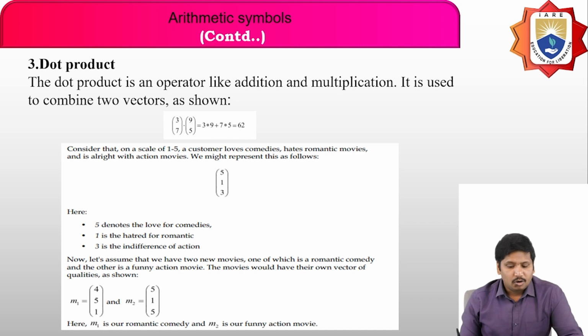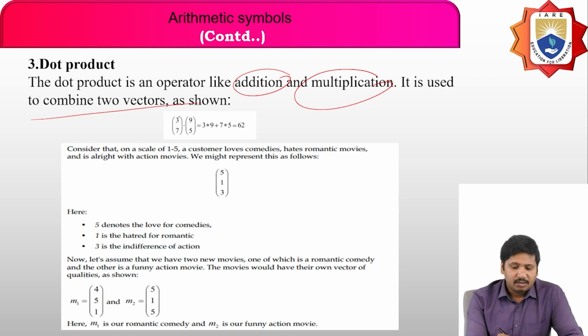The next one is the dot product. So the dot product is an operator which combines addition and multiplication. Normally, it is used to combine two vectors, like 3, 7 is one vector and 9, 5 is another. If I apply the dot product, it is 3 into 9 plus 7 into 5. So that is the dot product value.